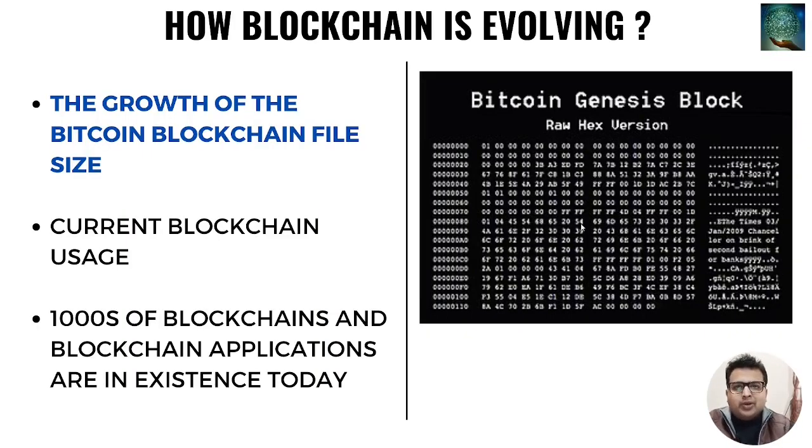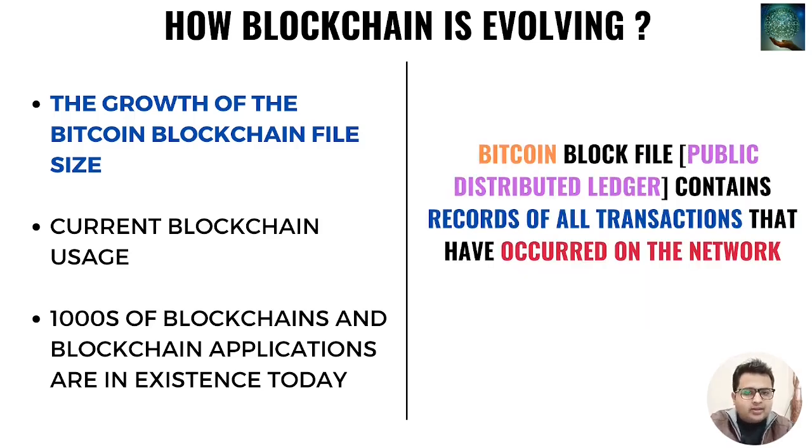Okay, now let's look into how blockchain is evolving. So in the current scenario, how exactly is the blockchain evolving? The growth of the Bitcoin blockchain file size. The Bitcoin block file, we also call it the public distributed ledger of the Bitcoin blockchain. It contains the records of all the transactions that have occurred on the network, until now, and that ledger is distributed among 5000 plus nodes distributed globally.